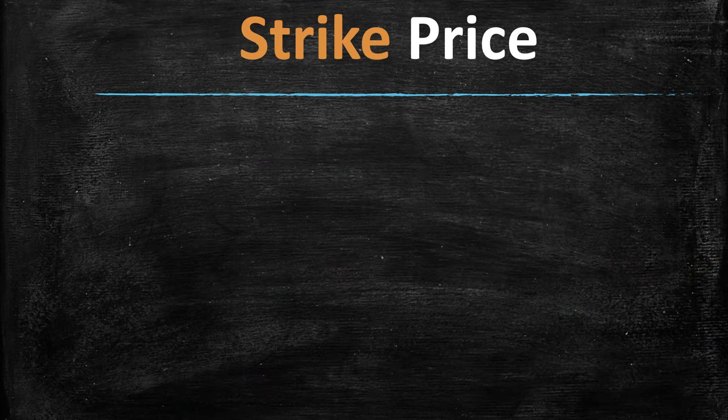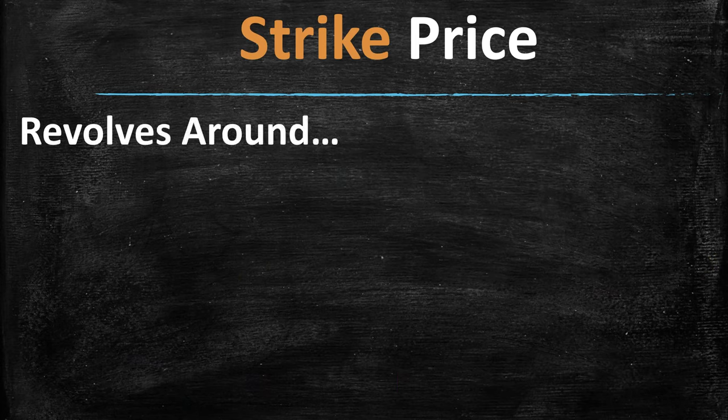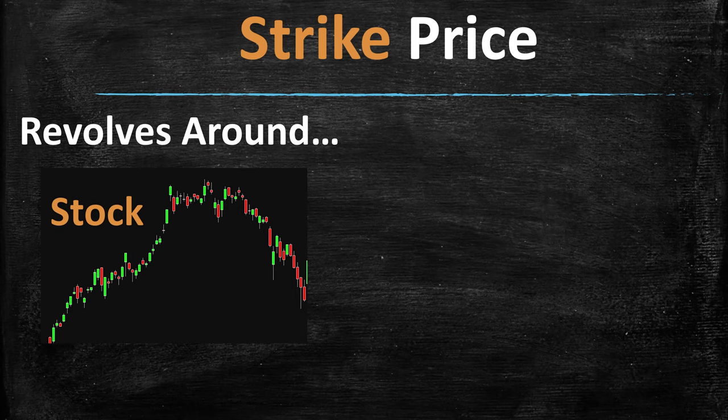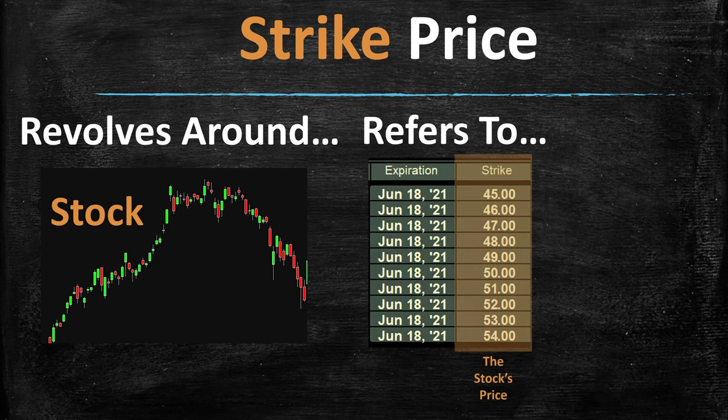But let's talk more about the strike price here. The strike price revolves around, maybe you can guess it, the stock. Everything is dependent on the stock itself. So what do I mean by that? It refers to some sort of pricing level associated with the stock itself. If you're looking at a stock, it is going to have a bunch of price levels. Now, the stock may not be at that particular price level, but those price levels are still going to be out there. And each of those price levels has contracts attached to it. They're not called strike price levels, they're called strike prices. But the strike price is just a number associated with that stock, and it's going to be a certain price.